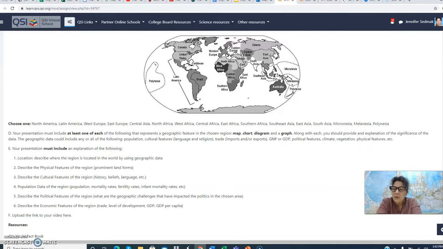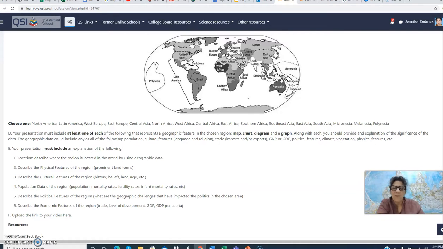You need to be able to describe the physical features of the region. So talk about some of the more prominent landforms in the region that you have chosen. You need to describe the cultural features of the region, like any and all of the following. You could talk about the history of the region, some of the important belief systems that are practiced there, perhaps even take a look at the language that is most influential or common in the region.